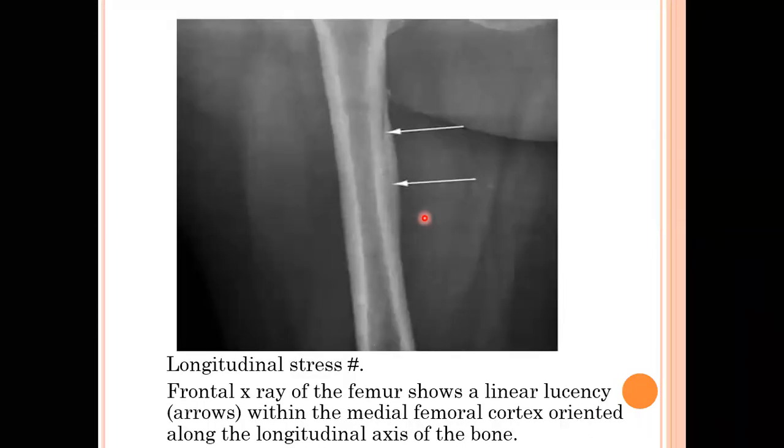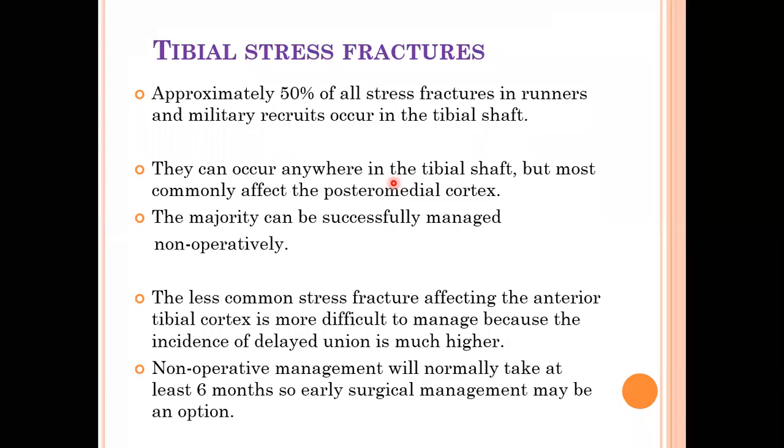This is a longitudinal stress fracture. The frontal X-ray of the femur shows linear lucency within the medial femoral cortex oriented along the longitudinal axis of the bone. It's a stress fracture of the femoral shaft. Tibial stress fractures: approximately 50% of all stress fractures in runners and military recruits occur in the tibial shaft.